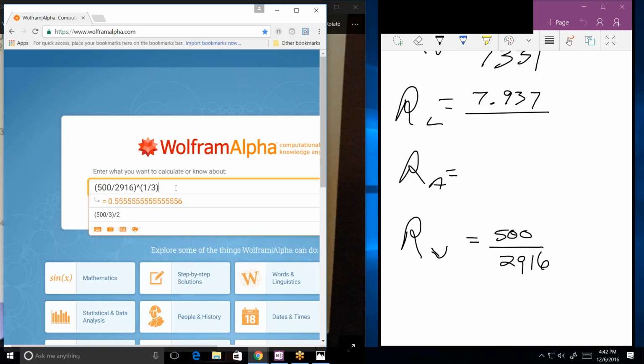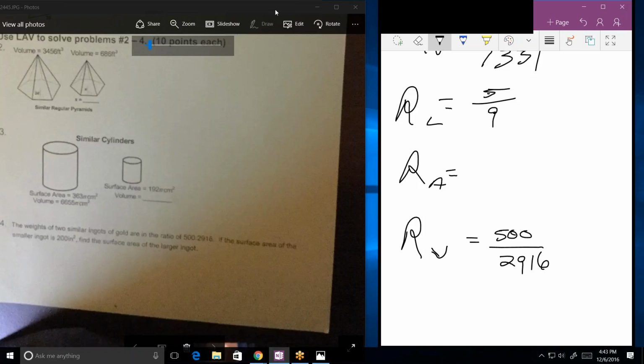So that's the ratio. That's the linear ratio. Okay, so let's erase that decimal and replace it with 5/9. Now what's the area ratio? Because what they're asking about is the area. 25/81. Now set up the ratio that's going to let us solve for the volume.